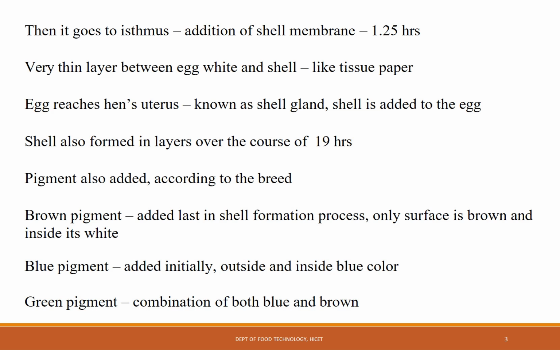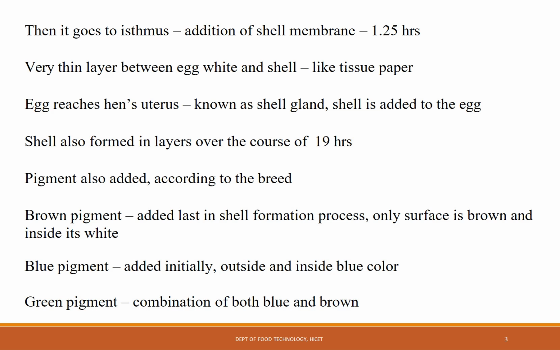In the shell region, the shell gland. Shell formation takes around 19 hours. And after the shell formation, pigment is added. According to the breed, whether it is a country breed or a normal chicken breed, the pigment is added.